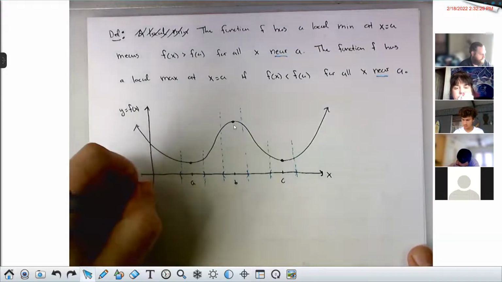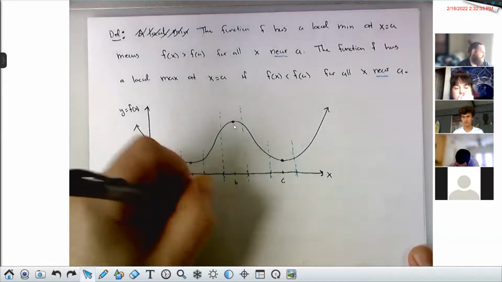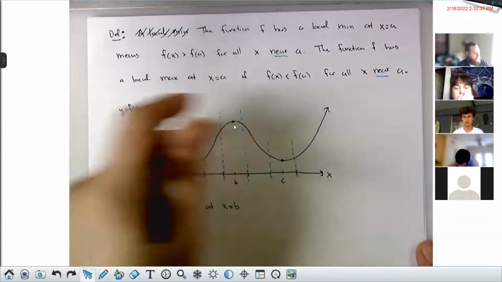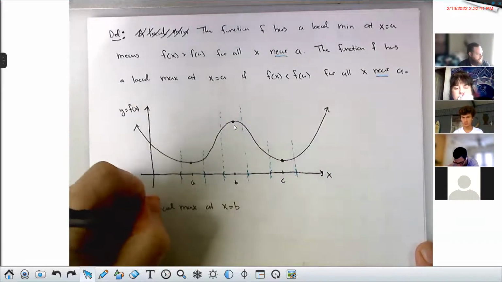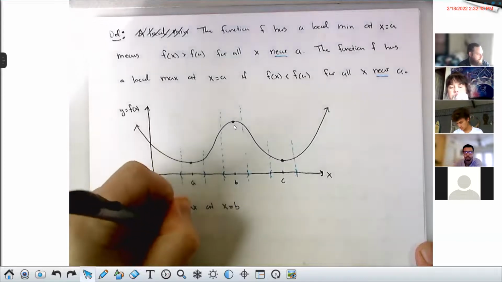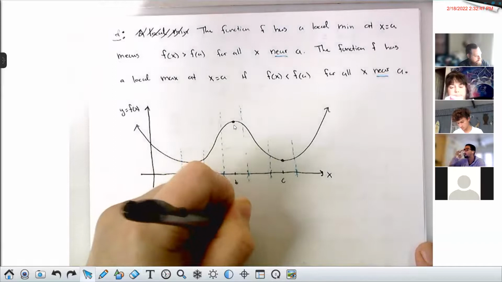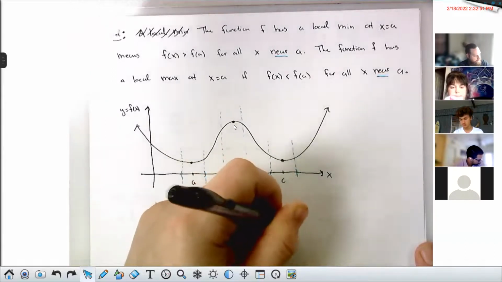So there's a local max at x equals b. I don't know what the max value is here because I didn't tell you what the y value is. There are local mins at x equals a, c.